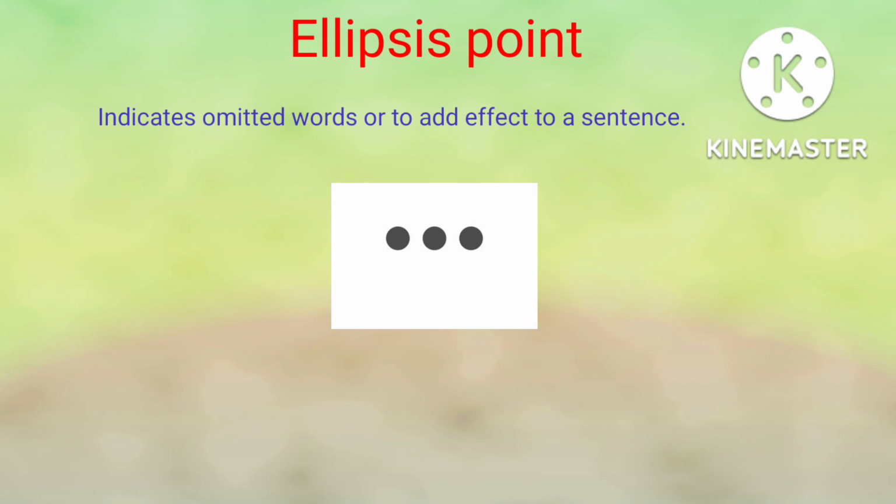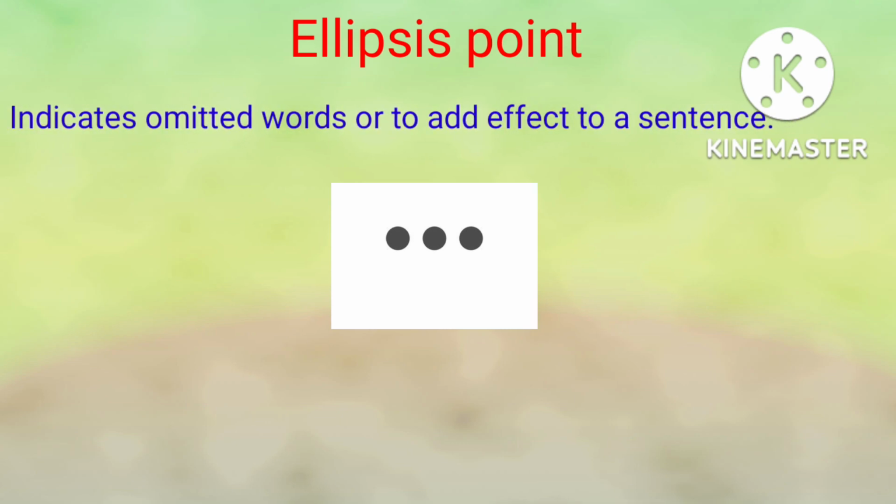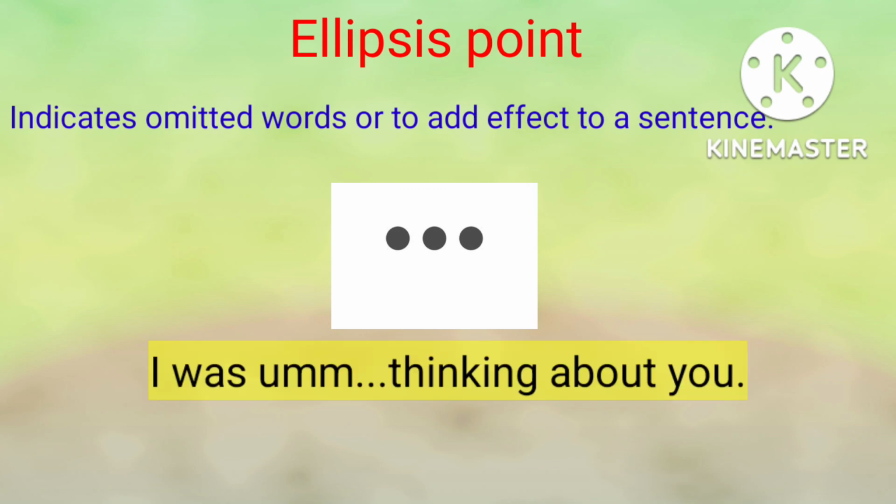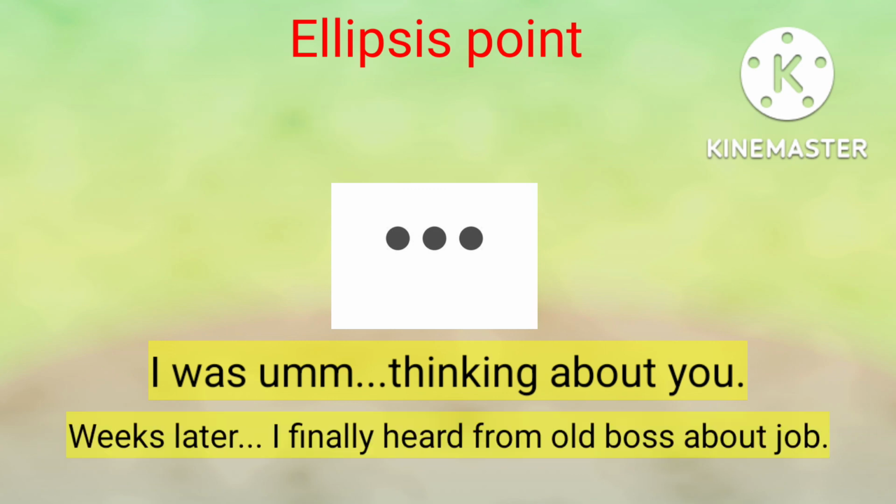Ellipsis points. An ellipsis indicates omitted words or adds suspense to a sentence. I was thinking about you... Weeks later, I finally heard from my old boss about the job.